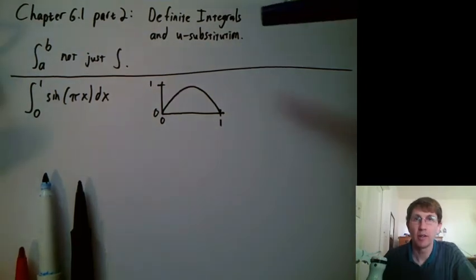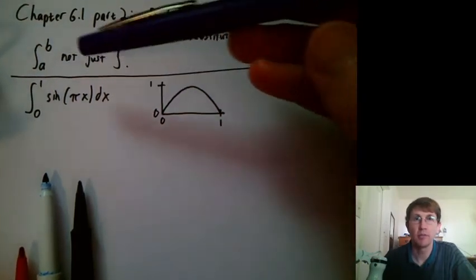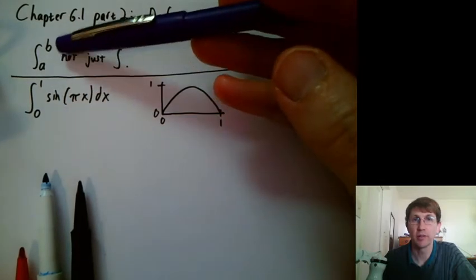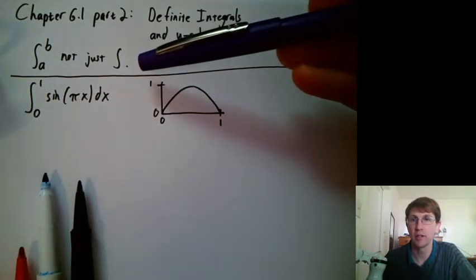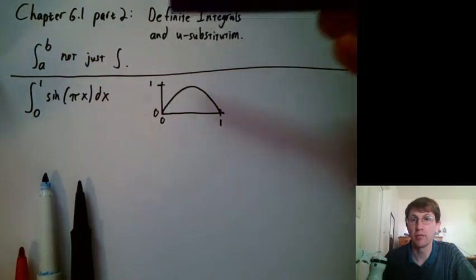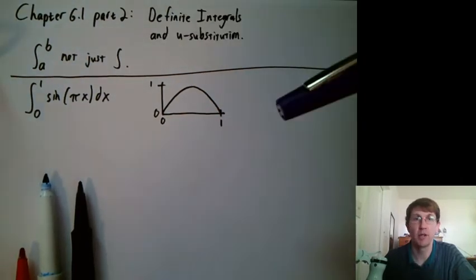Let's talk about definite integrals with U-substitution. Definite, remember, means that we have a starting point and a stopping point. We're not just taking an antiderivative and getting a function back. We want an actual number in many cases.